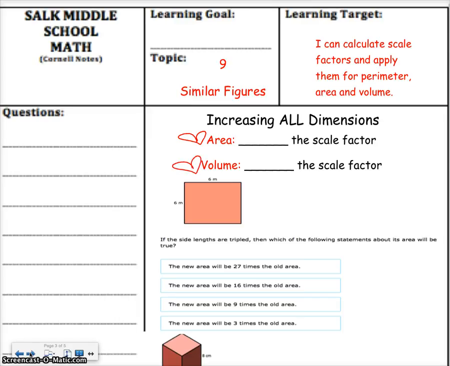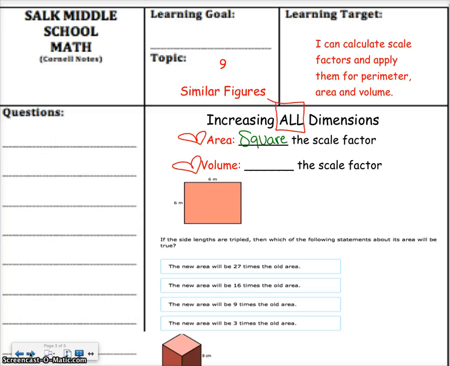This whole page is contingent that all of the dimensions get changed. So if you're increasing all the dimensions, you're going to do something weird to area scale factors and volume scale factors. Area, what you do is square the scale factor.